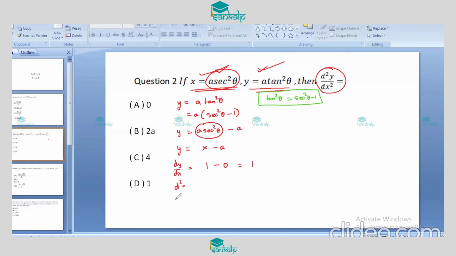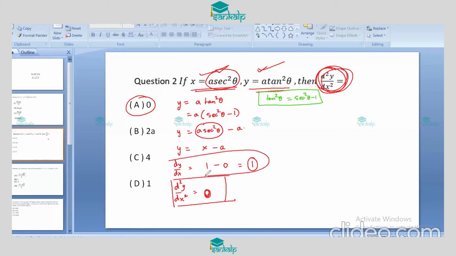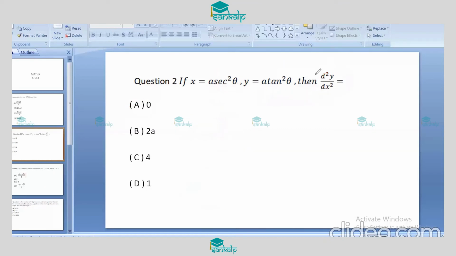When I find the second derivative, because the question is asking me to find the second derivative, derivative of 1, which is a constant, is 0. So my final answer will be 0. We can go to option A. When you find the first derivative, you get 1. When you find the second derivative, you get 0. That's why we are choosing option A. I hope it's clear. We can go to the third question.